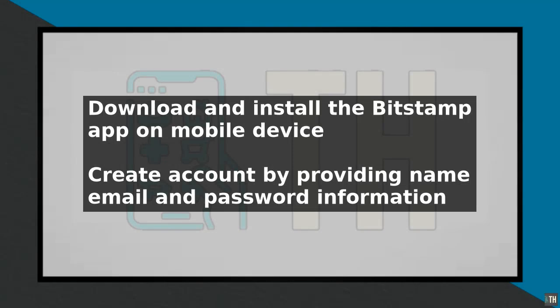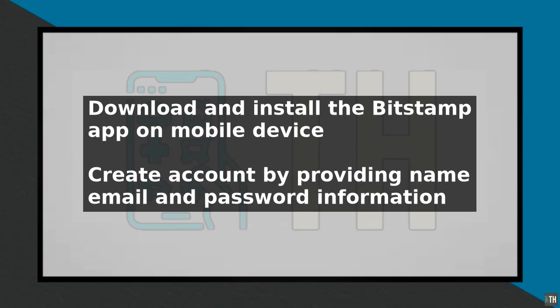To get started with the Bitstamp app, first download and install it on your mobile device. Once installed, open the app and create an account by providing the required information such as your name, email address, and password. Verify your email address by clicking on the link sent to you by Bitstamp.